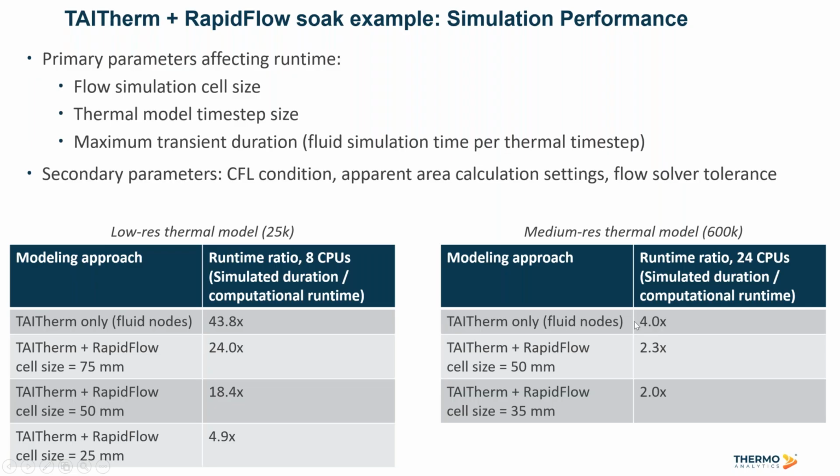But in that case, with fluid nodes only, we were about 4 times faster than real time. With RapidFlow and 50 millimeter cells, that takes us down to 2.3 times faster. And even with 35 millimeter cells, that remains 2 times faster than real time. So even for a very long soak, a reasonable workstation or a small HPC can turn these models around pretty quickly.